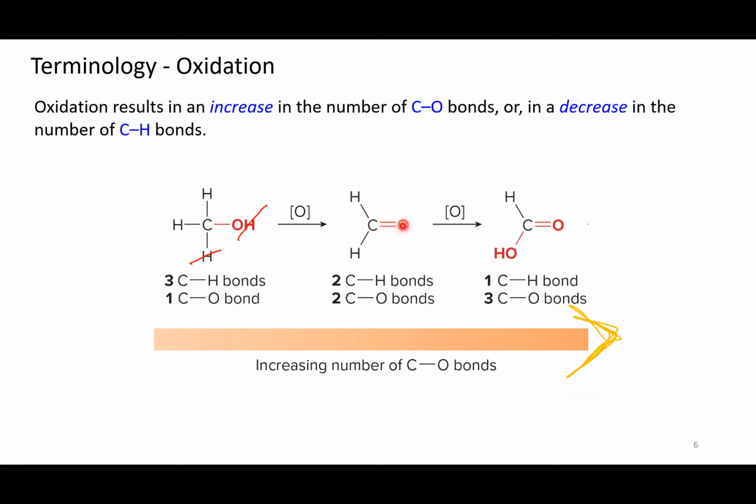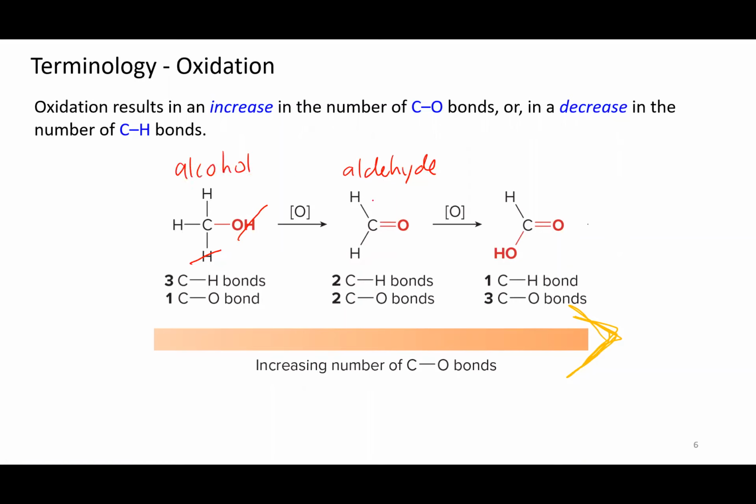And I have also decreased the number of carbon-hydrogen bonds. Before I had 3 carbon-hydrogen bonds. Now I only have 2. So this is considered oxidation. Now I can further oxidize this molecule. So far, this group is called an aldehyde. So I have gone from an alcohol to an aldehyde.